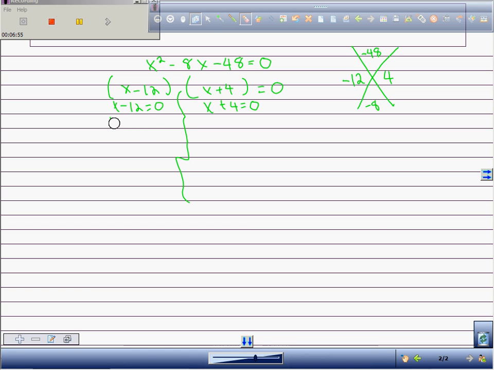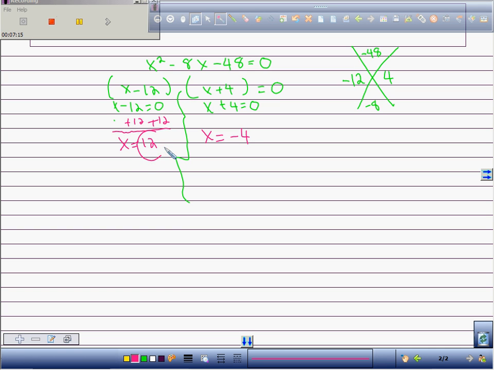Do you want me to solve the problem? Plus 12, right? Yep. I just have to add 12 to both sides, plus 12, plus 12. And so I get x equals 12, or x equals what? Negative 4, right? And these are your two answers.